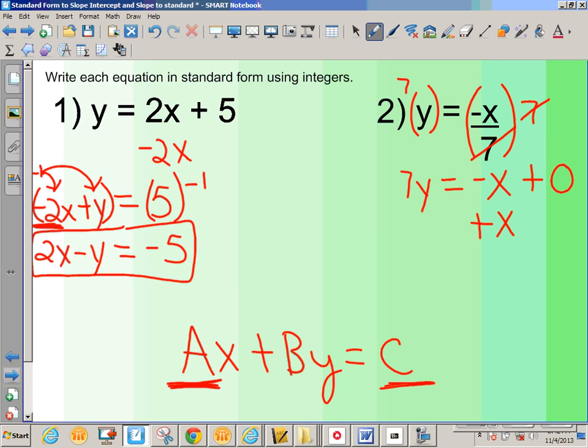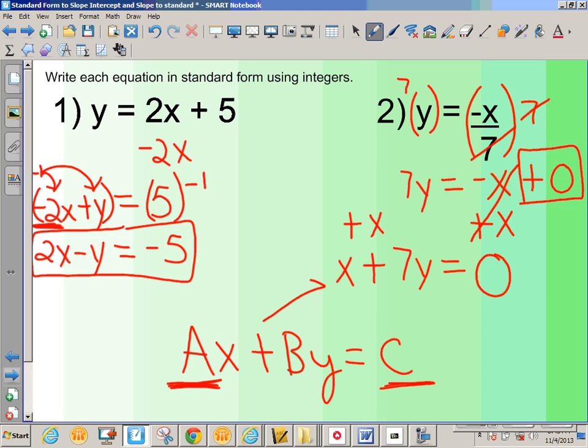When I add the x to both sides, then I've got my x term. That looks good. I've got a plus 7y, but then the question would remain, okay, what is on the right side of the equation? That kind of scares students sometimes, but really all that is there is a 0. And as you can see, that matches up with our standard form.